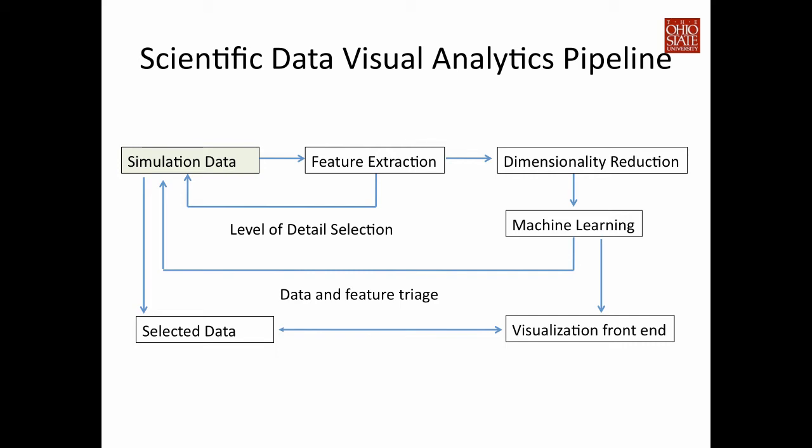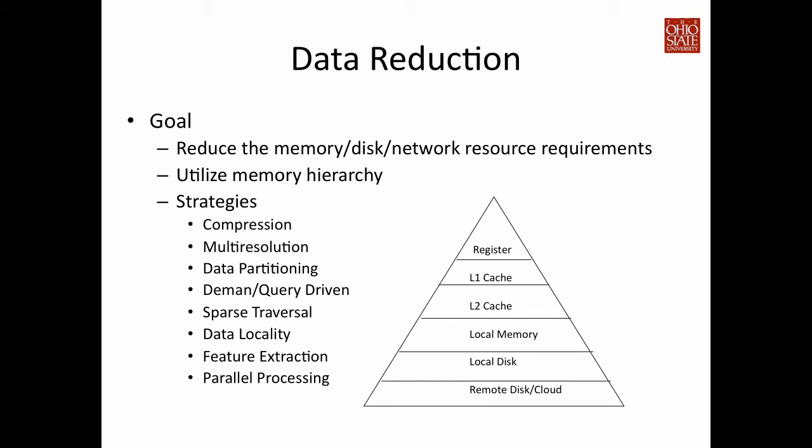And this will become an iterative process. In the visualization pipeline I just described, data reduction plays an important role that allows us to handle very large-scale data sets. The goal of data reduction is to reduce the memory, disk, and also network requirement when we perform visualization and data analysis. One particular thing to keep in mind is that we want to utilize the deep memory hierarchy shown in the triangle here, starting from the very base layer, remote disk or cloud, because it is more expensive to transfer data. We want to select useful data and then propagate them to faster but smaller memory.